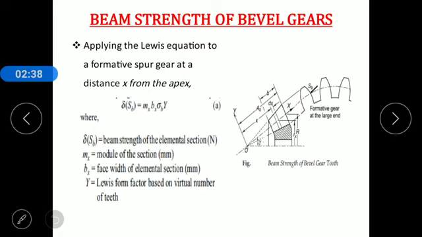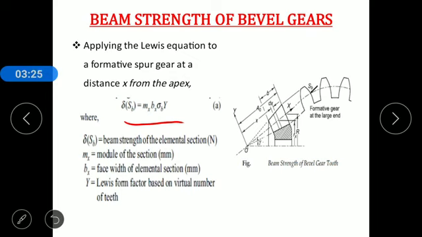Okay, now for this formative spur gear, we apply Lewis equation. Lewis equation, that is delta SB equals mx bx sigma b Y, where delta SB, beam strength of the elemental section, is in Newton, mx, module of the section in millimeter, bx, face width of elemental section in millimeter, capital Y, Lewis form factor based on virtual number of teeth.